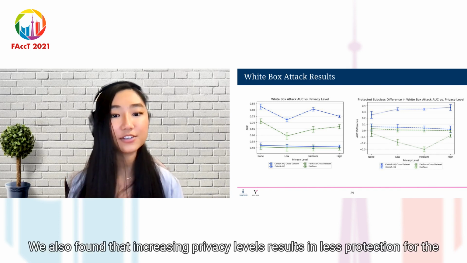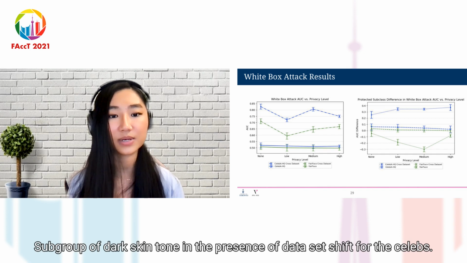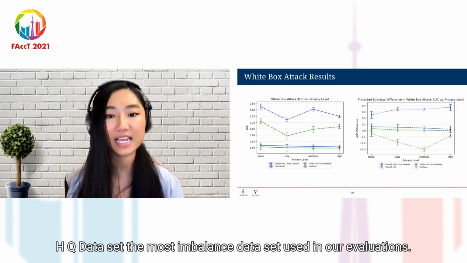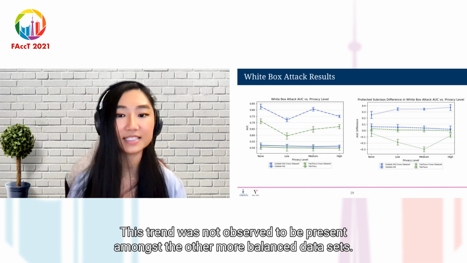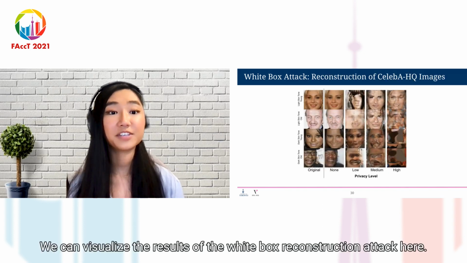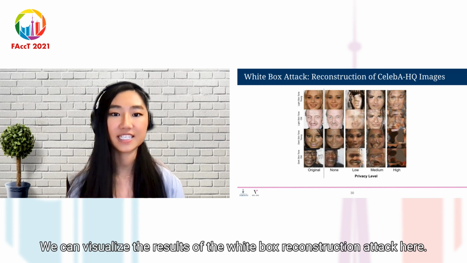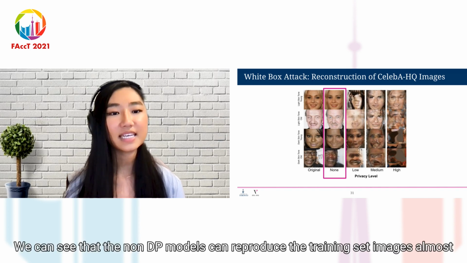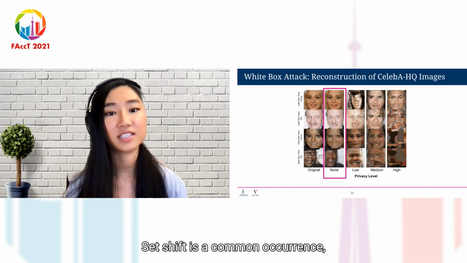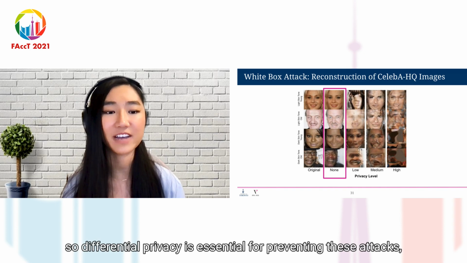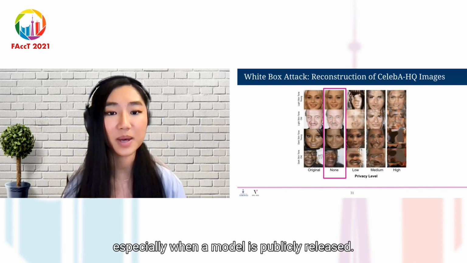We also found that increasing privacy levels results in less protection for the minoritized subgroup of dark skin tone in the presence of dataset shift for the CelebA-HQ dataset, the most imbalanced dataset used in our evaluations. This trend was not observed amongst the other, more balanced datasets. We can visualize the results of the white box reconstruction attack here. We can see that the non-DP models can reproduce the training set images almost exactly. In real life, dataset shift is a common occurrence, so differential privacy is essential for preventing these attacks, especially when a model is publicly released.